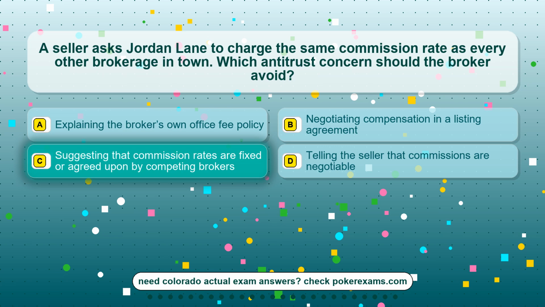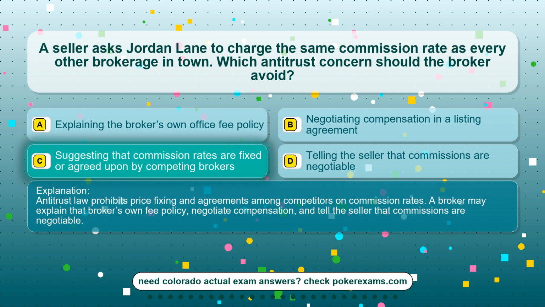The correct answer is option C. Suggesting that commission rates are fixed or agreed upon by competing brokers. Antitrust law prohibits price fixing and agreements among competitors on commission rates. A broker may explain that broker's own fee policy, negotiate compensation, and tell the seller that commissions are negotiable.